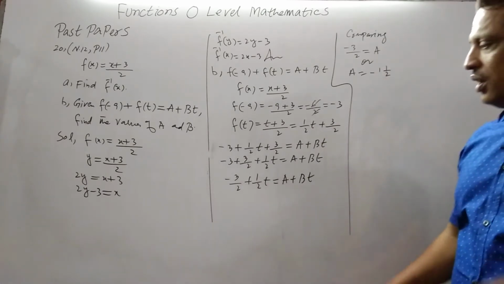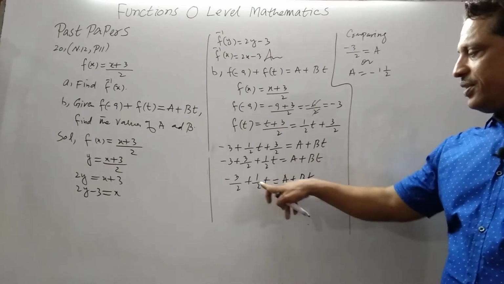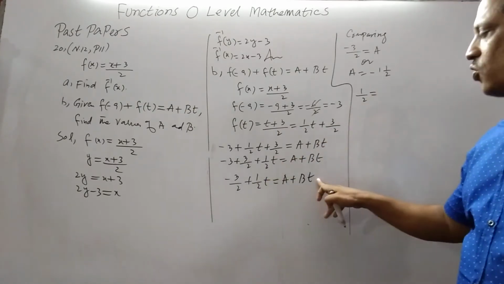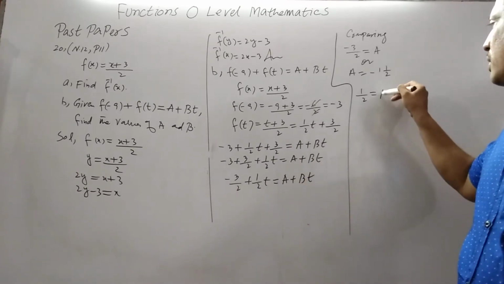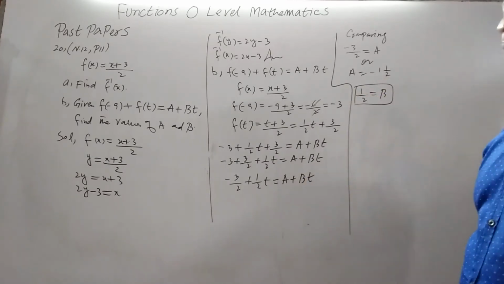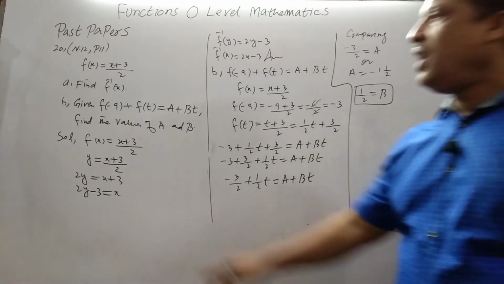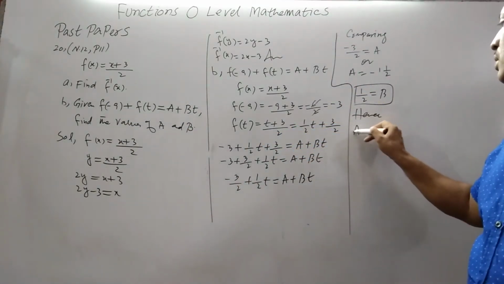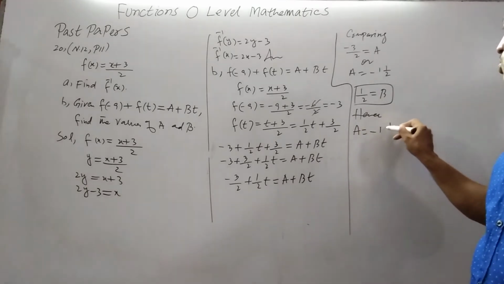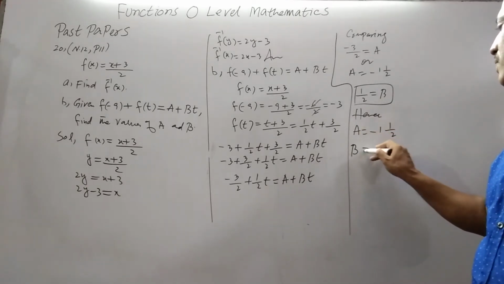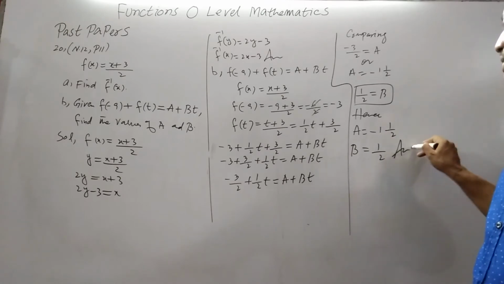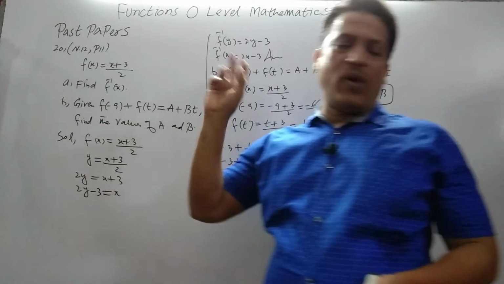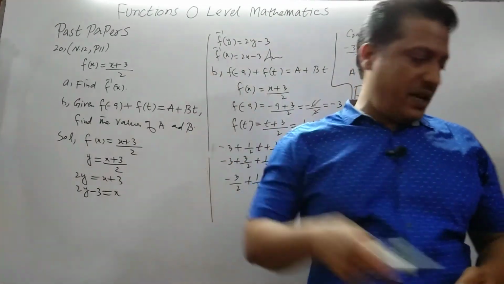Okay. Now compare the coefficient of t. The coefficient of t over here is 1 upon 2 and the coefficient of t over here is b. Therefore the value of b is 1 upon 2. What is the requirement? Find the values of a and b. Hence a is minus 1 whole 1 upon 2, b is equal to 1 upon 2. This is the answer. This question came in November 12 paper 1-1, question number 20.